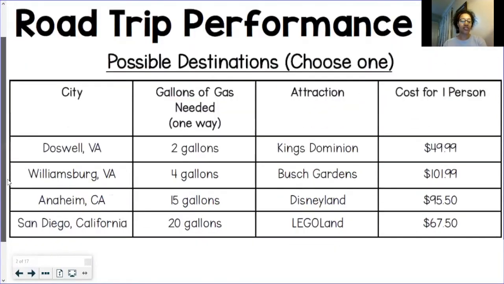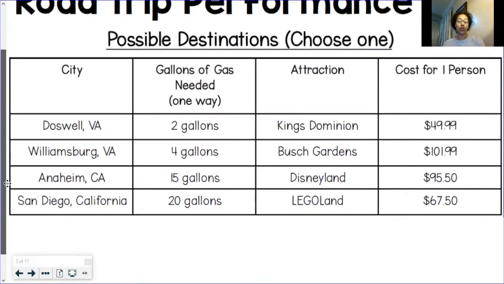Now there are 4 destinations that you can choose from. You only need to choose one of those destinations. Once you select the destination that you would like to travel to, then that is going to be the attraction location that you're also visiting. Let me make sure I'm clear. Doswell, Virginia, if that's where you're going to travel as your destination, then you're going to visit Kings Dominion.